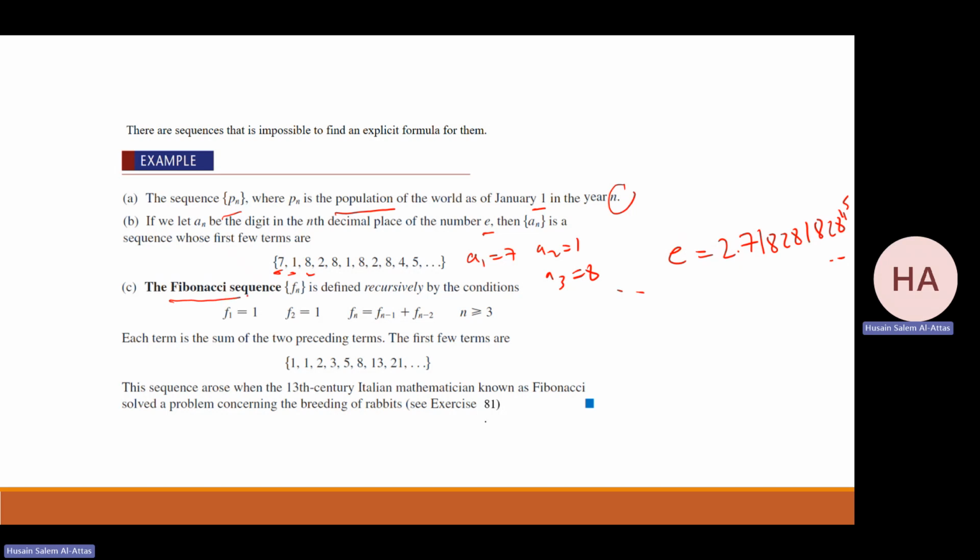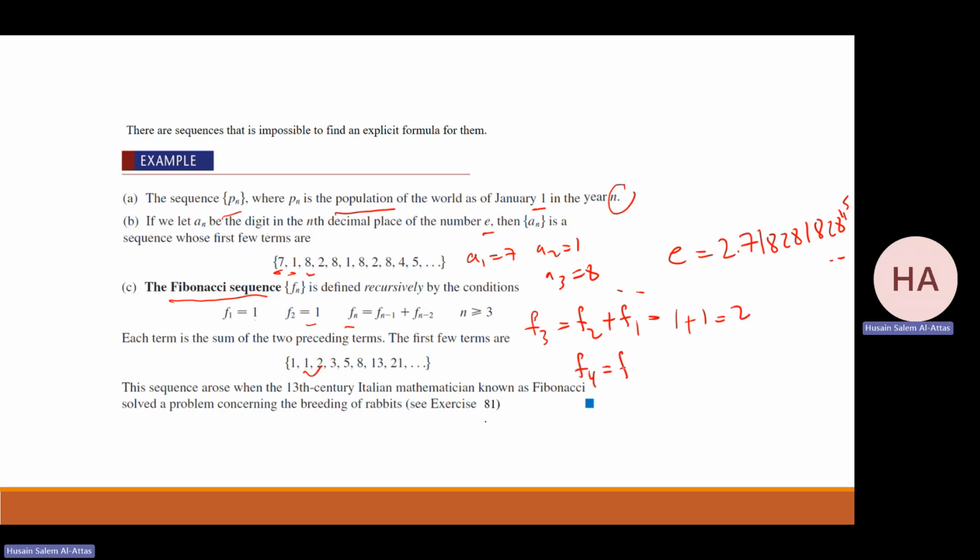Also, there is something called the Fibonacci sequence, which is F1 equal 1, F2 equal 1, and Fn equals Fn minus 1 plus Fn minus 2. It's like a recursive definition. So F3 will be F2 plus F1, and that will be 1 plus 1, which is 2.